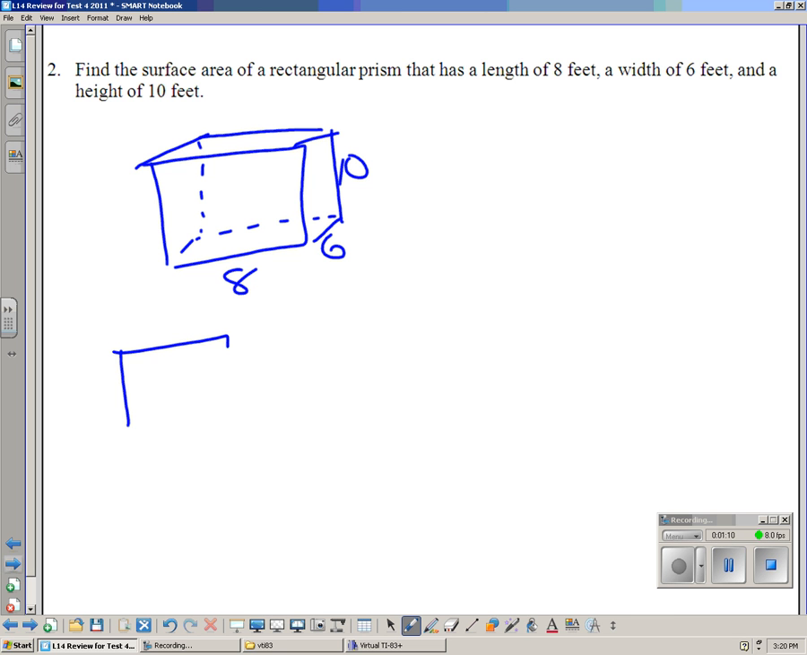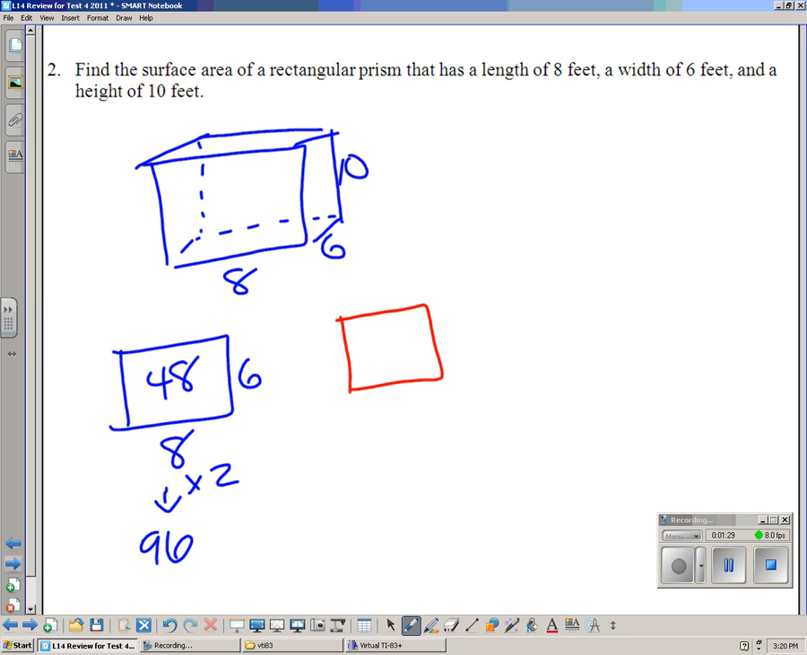So I'm going to draw a rectangle which represents the bottom. And 8 times 6 is 48. That's its area. But we have 2 of those. We have the bottom and the top. So I want to multiply that 48 by 2 and get 96. Okay? Now we have to make another rectangle.